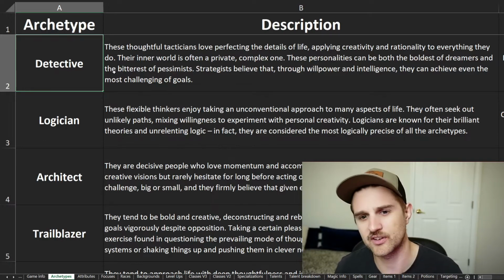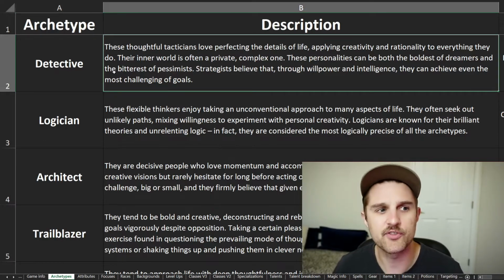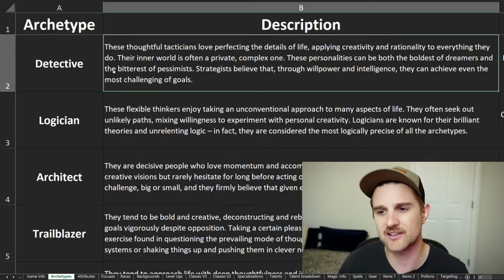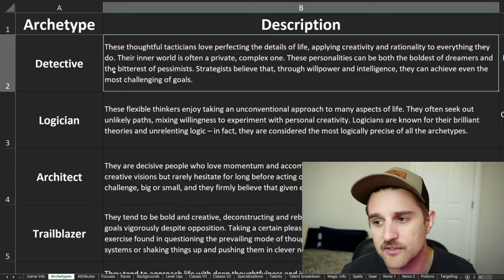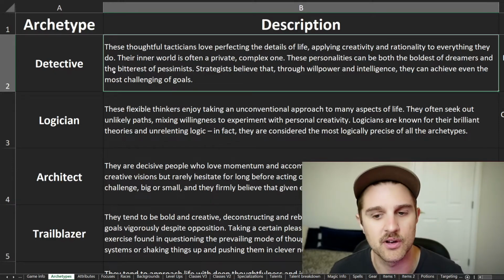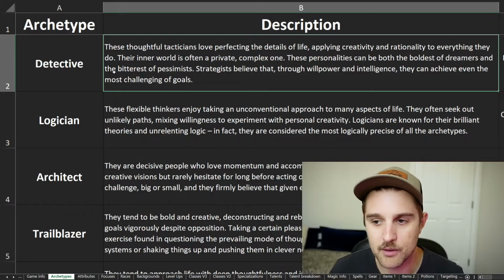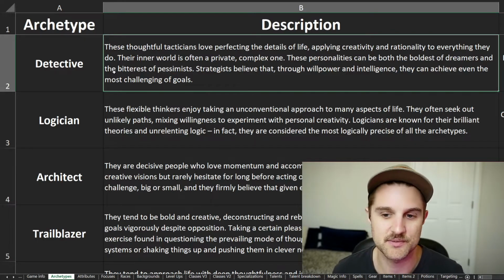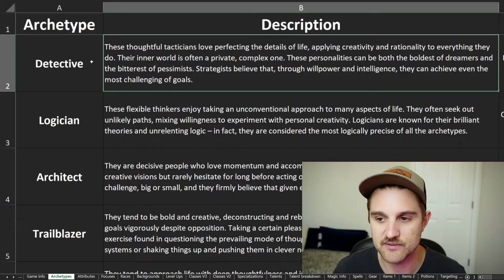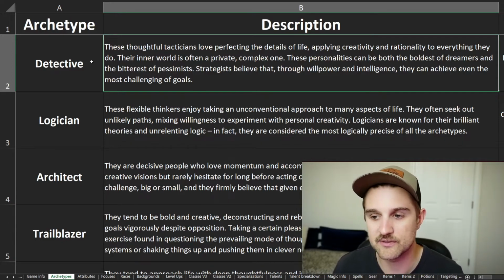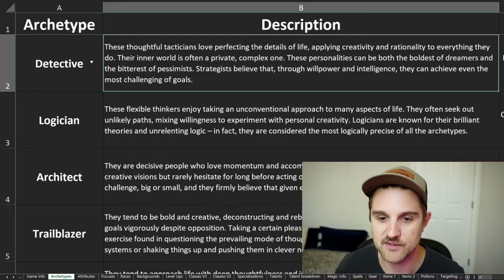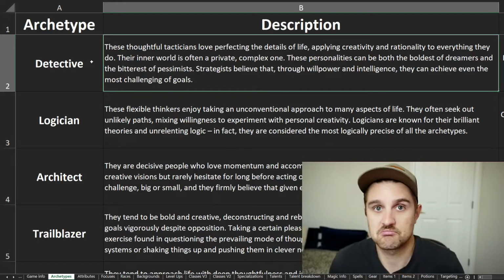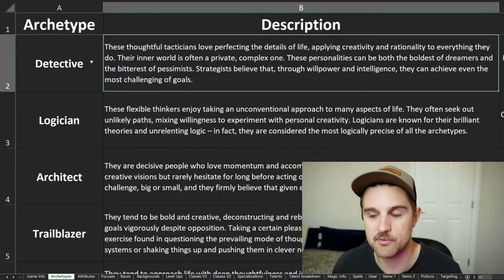So I've got here, for example, the detective. These are thoughtful tacticians that love perfecting the details of life, applying creativity and rationality to everything they do. Their inner world is often a private, complex one. These personalities can be both the boldest of dreamers and the bitterest of pessimists. Strategists believe that through willpower and intelligence, they can achieve even the most challenging of goals. Sounds great, right? It's a very specific type of personality.